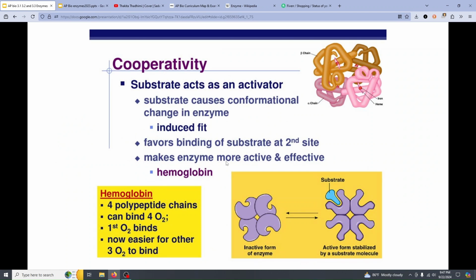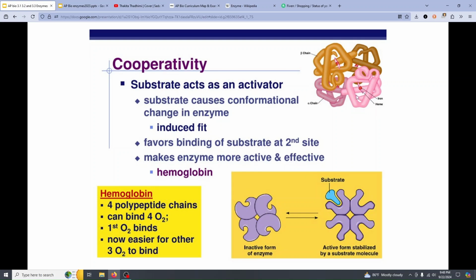Then we look at this idea of cooperativity. Cooperativity is, think of it as friendship, friends helping friends. So binding of one molecule, one substrate, in one of the sites causes the ability of the second substrate to bind much faster. So basically it's changing the enzyme, creating a shift in the position, in the shape of the enzyme, so that the next substrates can come and bind much faster. So here we have an example of hemoglobin, which we just saw.